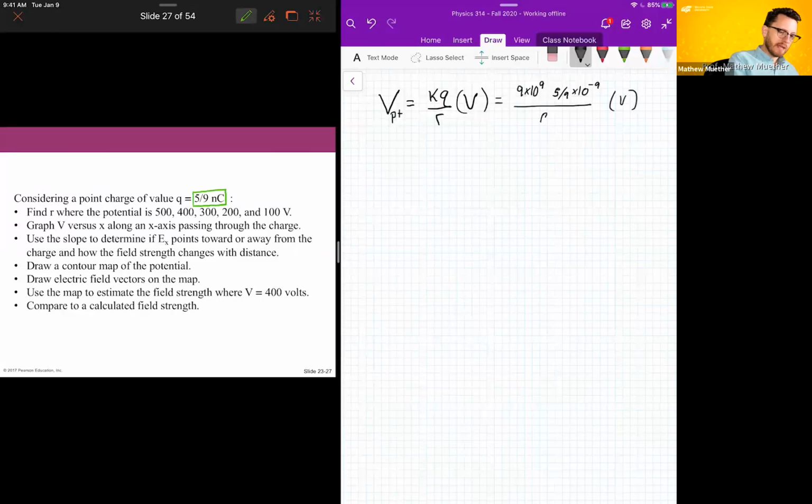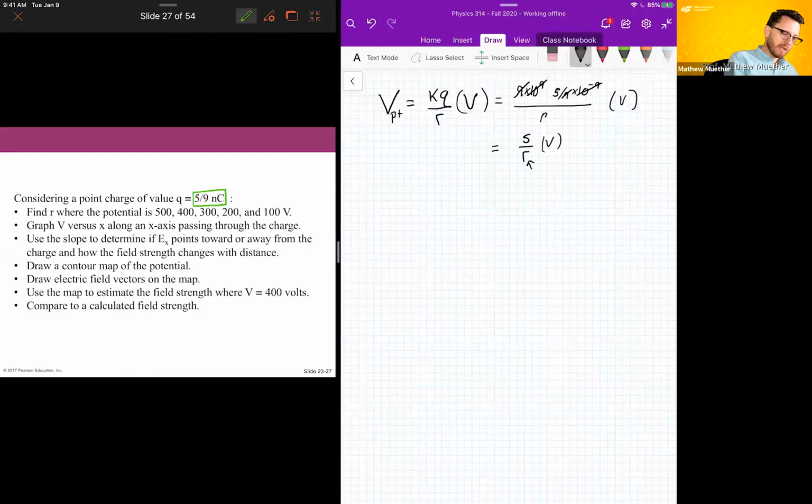So that's nice. In this example, the 10 to the 9th and the 10 to the minus 9th cancel each other out. This factor of 9 cancels out with this factor of 9. So I just get something that's like 5 over R volts. Again, R is in units of meters here, our standard units.